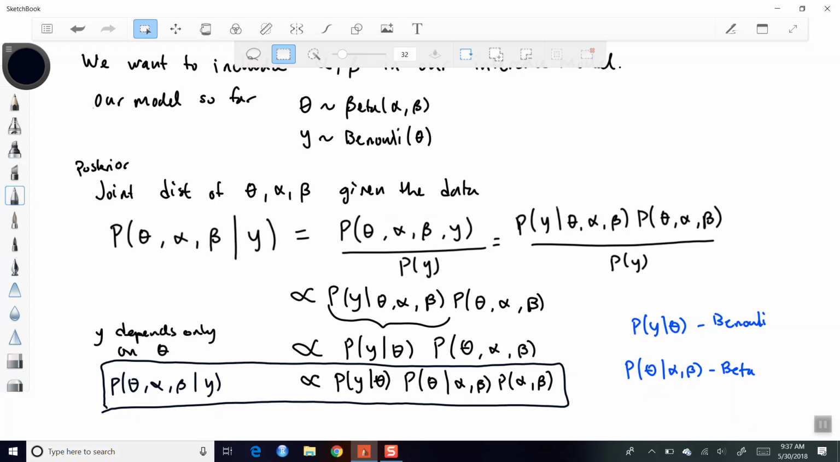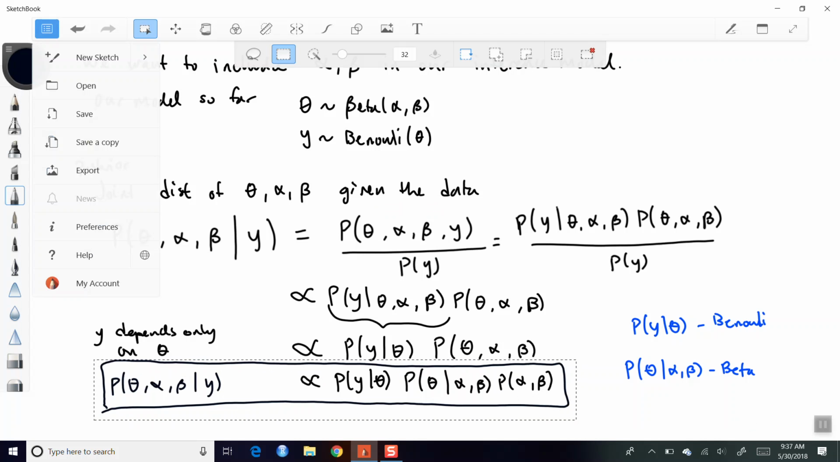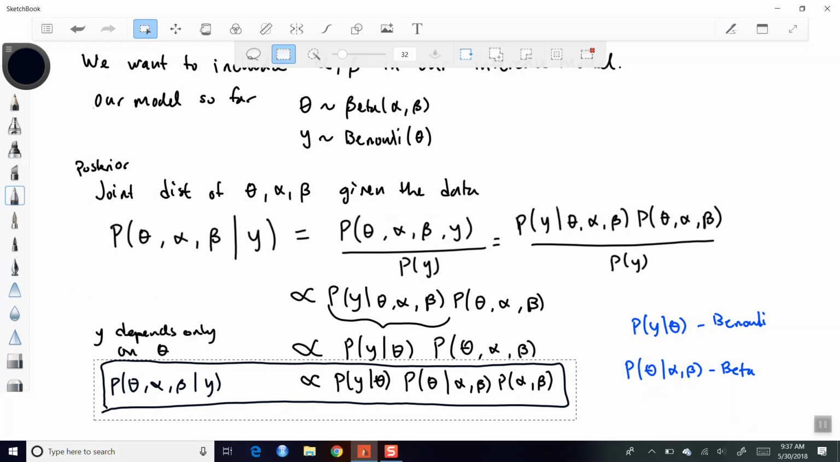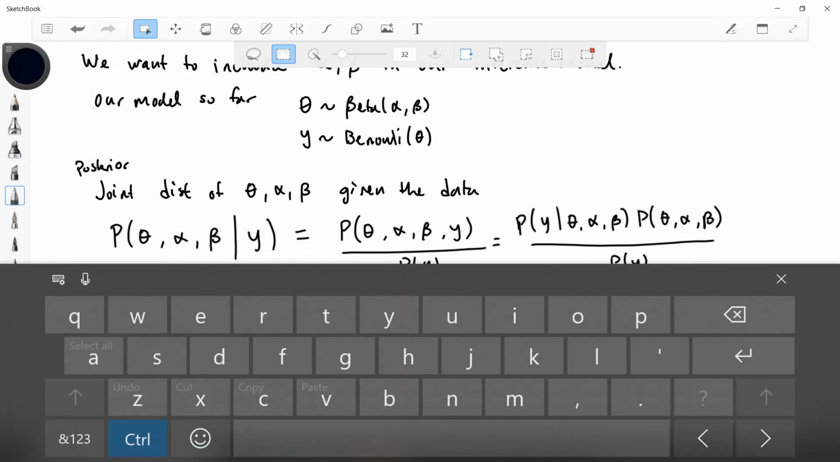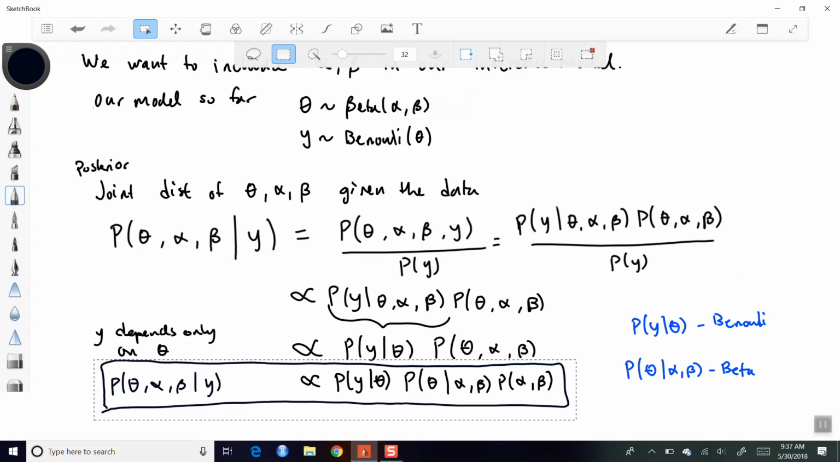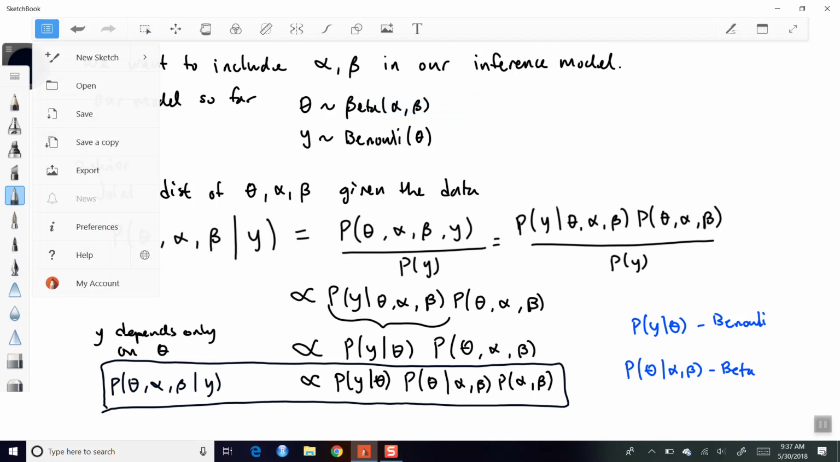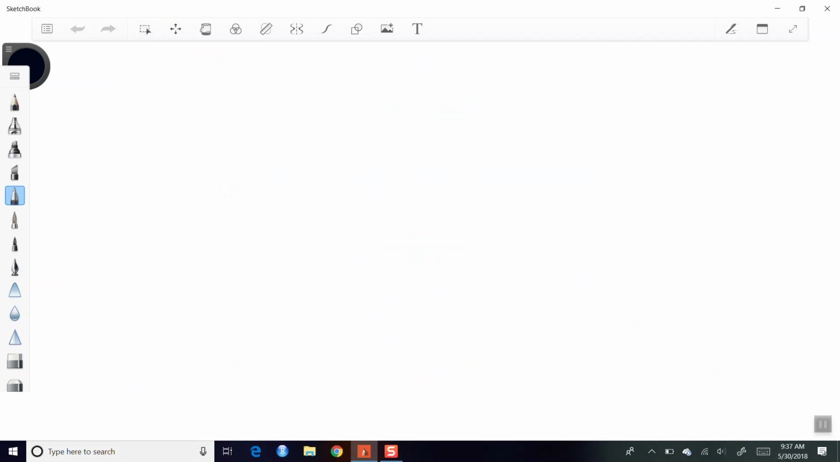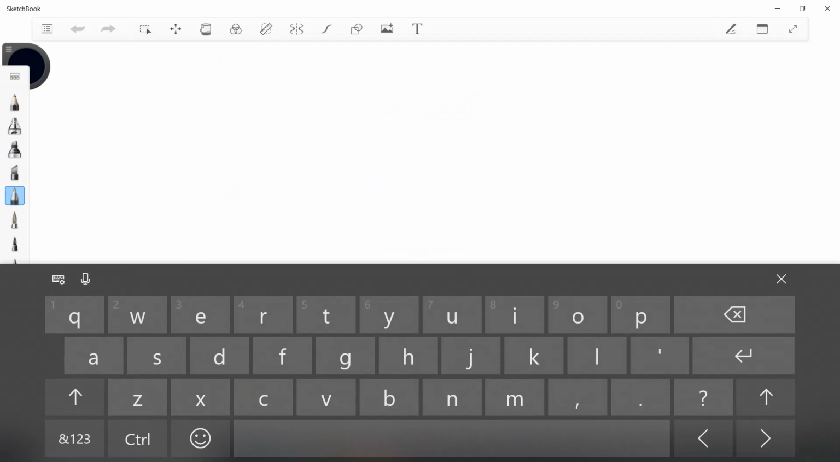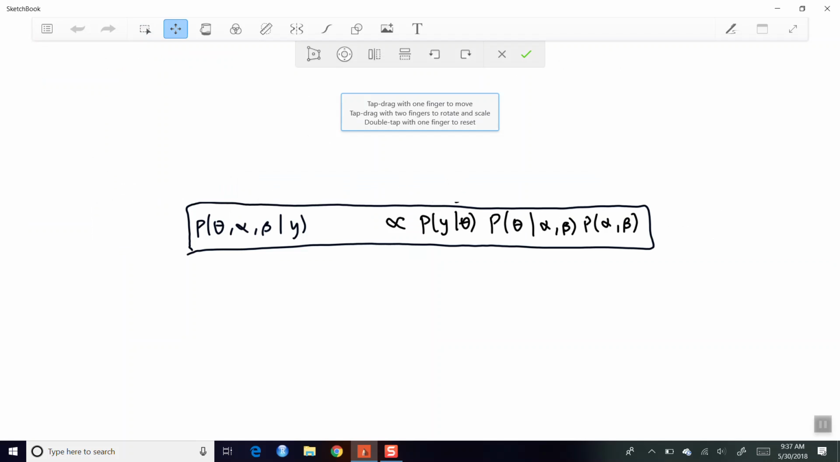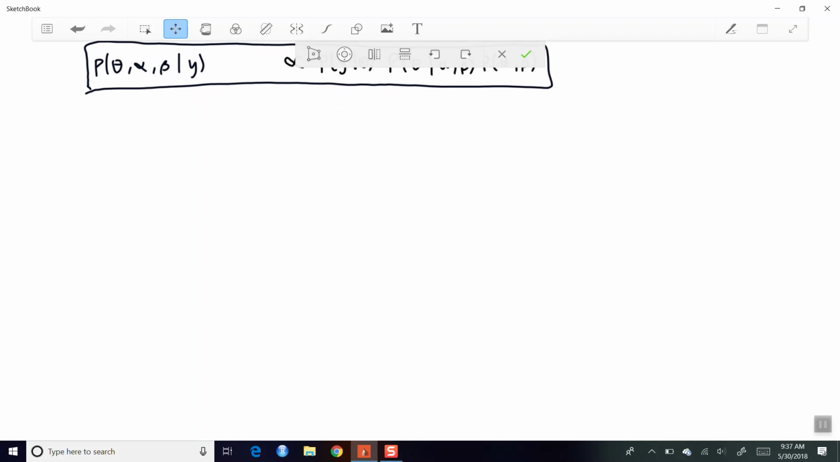Let me just copy this part right here. Oh no, how do I copy without my keyboard? I don't know how to do copy and paste. Can I do Control C? Okay, maybe that worked. Well, whatever. All right, so new sketch. Oh yeah, we'll save this. Oh yeah, look at that. So this is what we have.